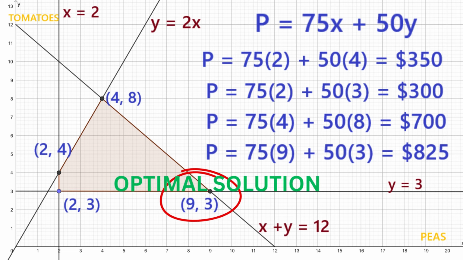The maximum profit is $825. Therefore, the farmer should plant 9 acres of peas and 3 acres of tomatoes if his aim is to maximize profit.